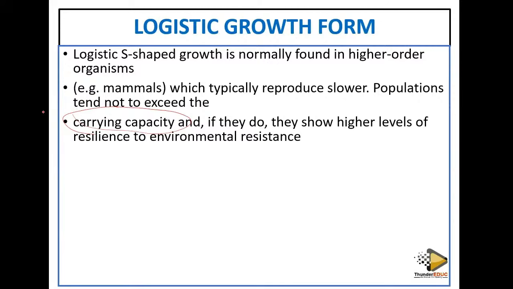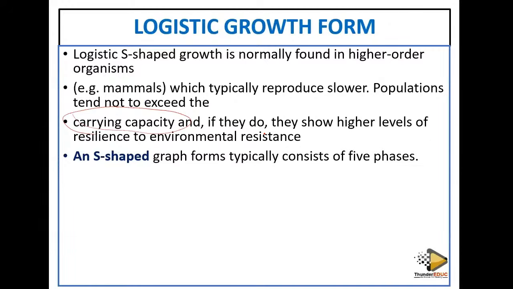If the carrying capacity has been reached, then other factors come in, and the population cannot grow anymore. Then the population starts to come down, and actually it starts to become stable. They show a high level of resilience to environmental resistance, meaning that you will see that they will be coping. But if they exceed the carrying capacity, the resistance will be applied on them, and then it can't exceed a specific point.